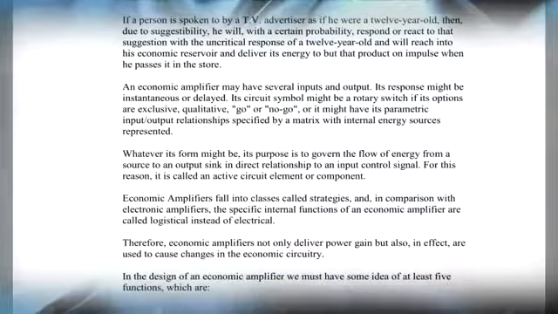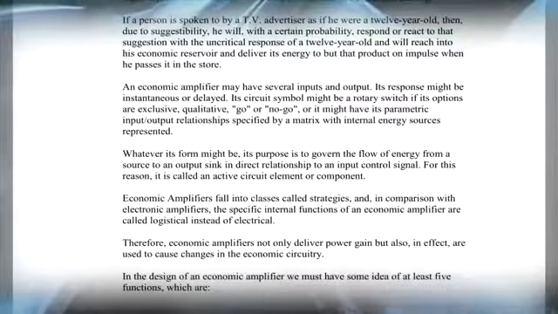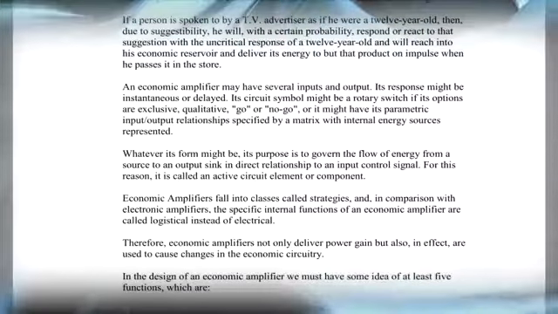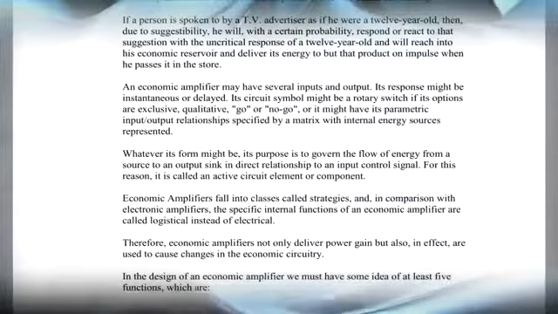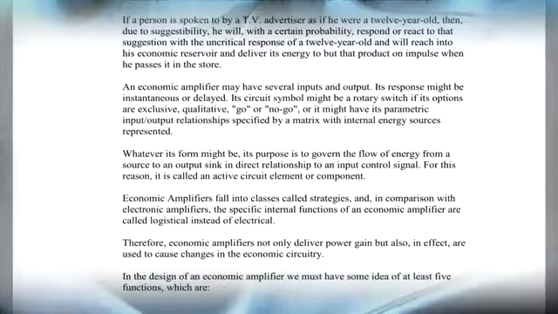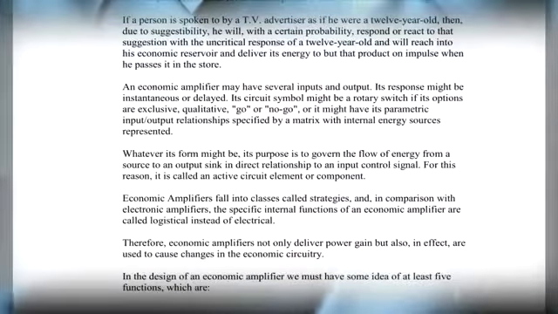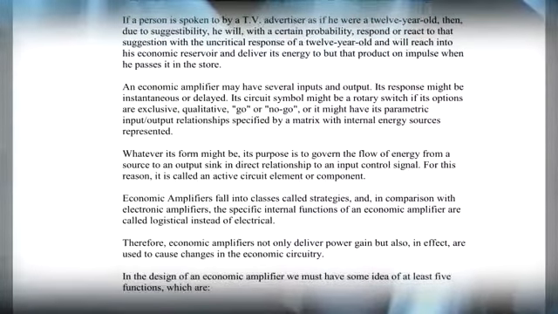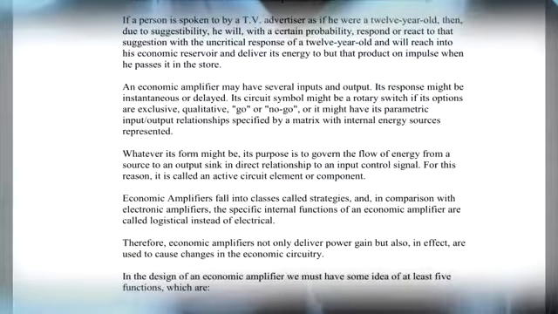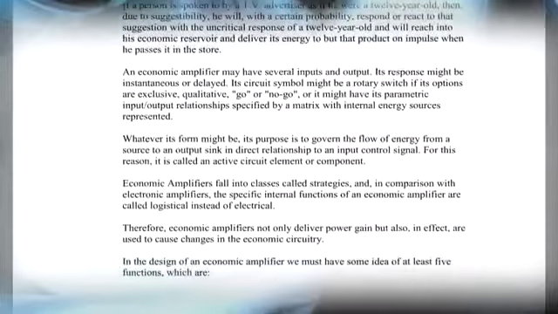Its circuit symbol might be a rotary switch if its options are exclusive, qualitative, go or no-go, or it might have its parametric input-output relationships specified by a matrix with internal energy sources represented. Whatever its form might be, its purpose is to govern the flow of energy from a source to an output sink in direct relationship to an input control signal. For this reason, it is called an active circuit element or component.